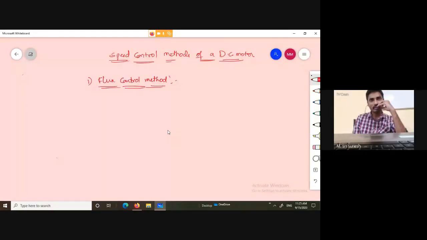First method is a flux control method. That means in this method, the flux is controlled. How is the flux controlled? By increasing the resistance in the field circuit, the field current is decreased. If the field current is decreased, what happens to flux? Flux will follow the current. If the current is decreased, flux will also decrease. If the flux is decreased, according to the speed equation, N is inversely proportional to phi. So we can get the speed controlled.